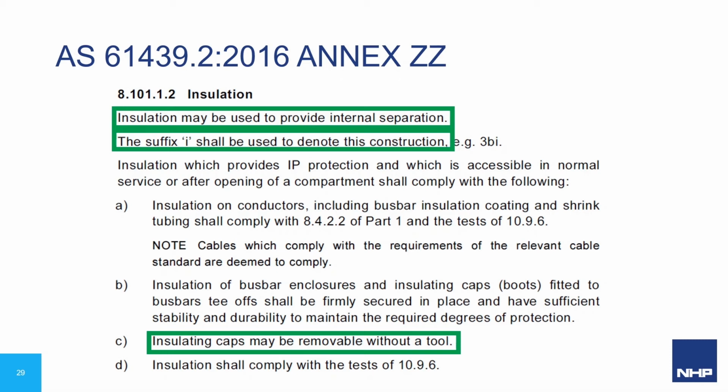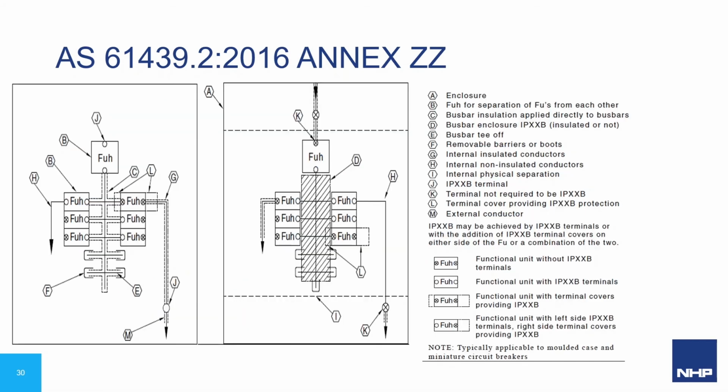Annex ZZ also tells us we can use insulation to provide internal separation. This could be insulating a busbar, insulated cable that contributes to our busbar system, or insulation of cables if we are separating them. It also covers the insulation of spare poles of a chassis with removable tee-off caps. When utilizing insulation to separate parts, we must add an I to our form to stipulate this, e.g. Form 3BI. Of course, we can use both insulation and housing at the same time and commonly do. A good example of this would be Form 4AIH.